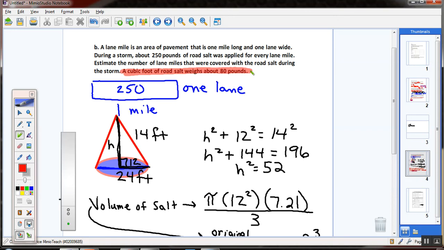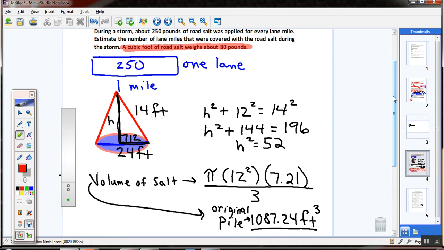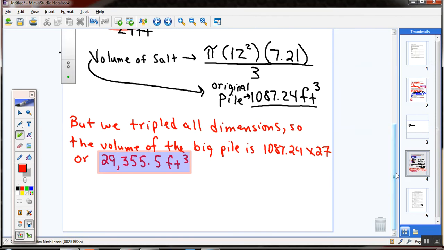So this is where things get pretty important. We know that it takes 250 pounds to cover 1 mile of one lane of highway to make that safe. However, we have this big pile, and this big pile down here, how many cubic feet do we have in our big pile now, kids? Okay, we got to figure out how many pounds of salt we have right now, don't we? We got to find the mass, all right?